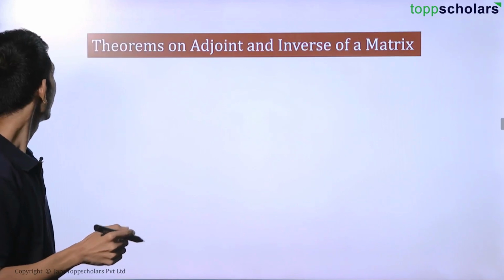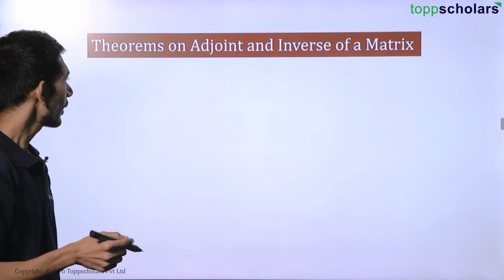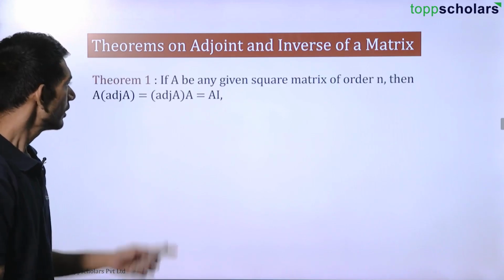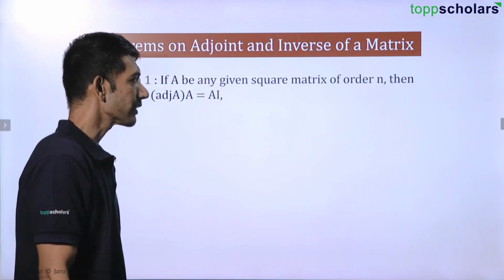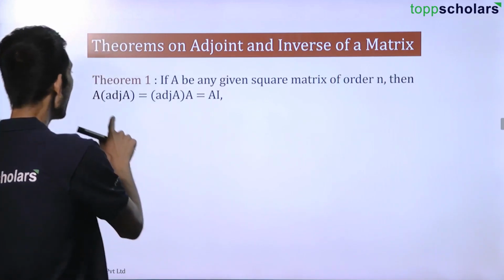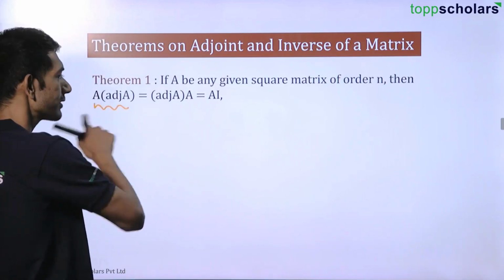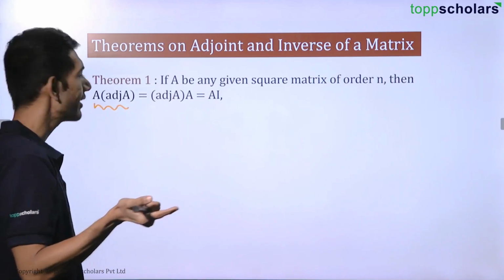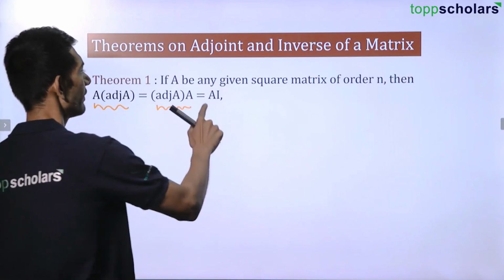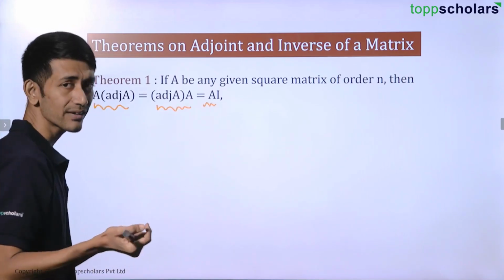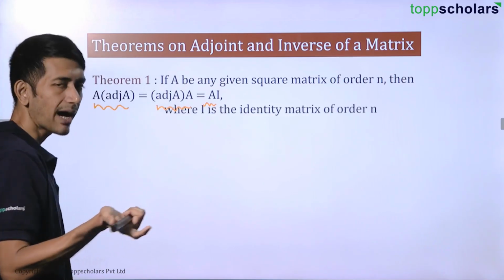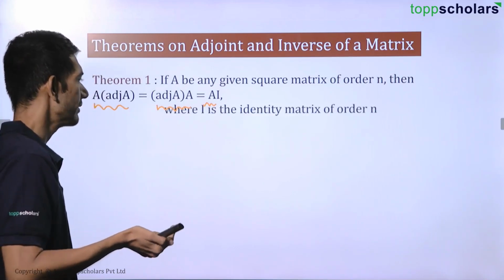Okay, let's continue. Now let us see some of the theorems on adjoint and inverse of a matrix. If A is any given square matrix, of course, of order n, then if you take the product of A and adjoint A, that is A multiplied by adjoint A, or adjoint A multiplied by A, it will give you determinant of A times I. What is I? I is the identity matrix of order n. Simple.